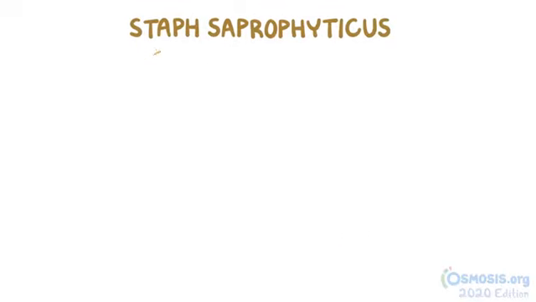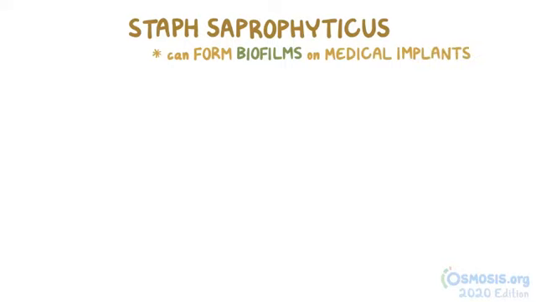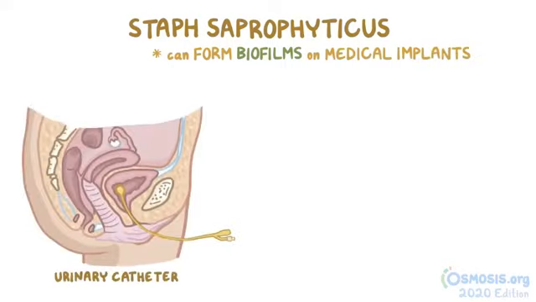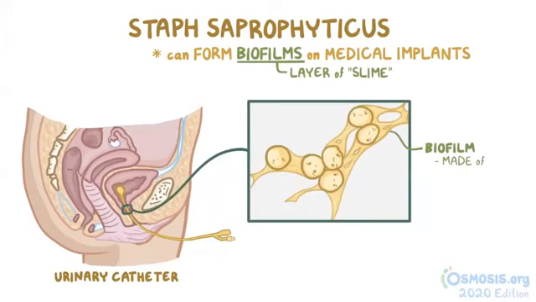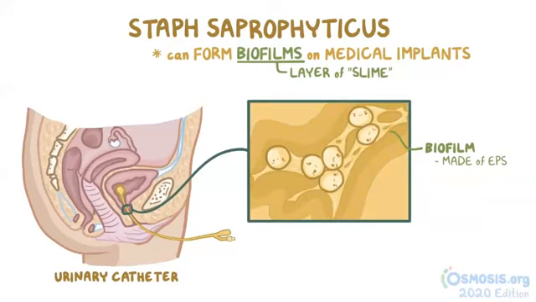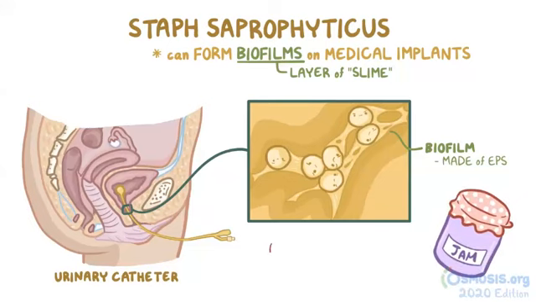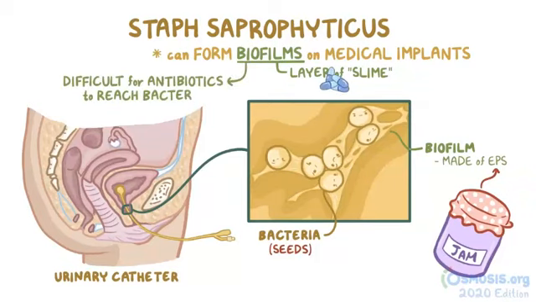Staph saprophiticus can also form adherent biofilms on medical implants, typically the indwelling urinary catheters. A biofilm is basically a layer of slime made of exopolysaccharides, or EPS, where Staph saprophiticus live and reproduce. Comparing a biofilm to strawberry jam, the seeds would be the bacteria and the rest of the jam would be the EPS. Biofilms make it difficult for antibiotics to reach the bacteria, so the infection is more difficult to treat.